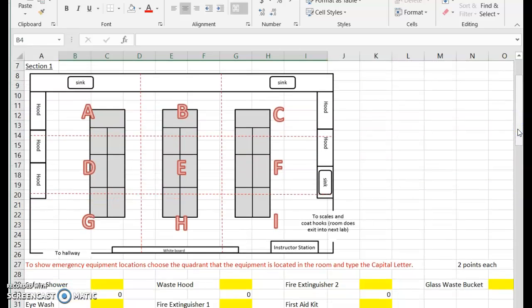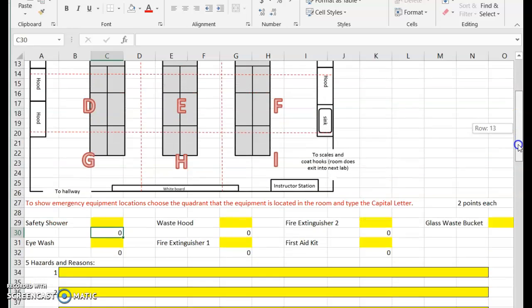The very first section that you're going to do is to identify where the safety equipment is. You're going to figure out which quadrant of the lab it's found in and record it in the cell next to it. So figure out where the safety shower is and record the letter for that quadrant on the Excel sheet.